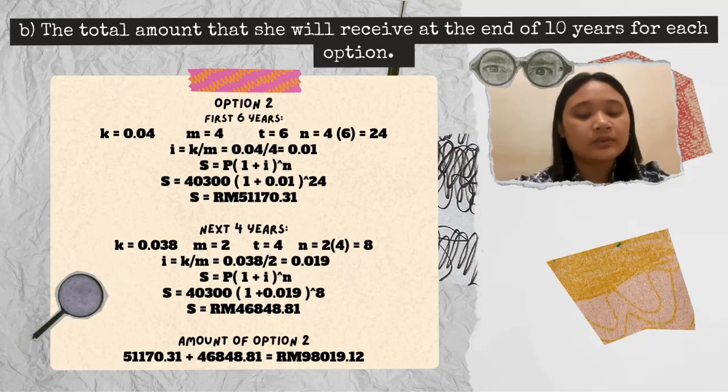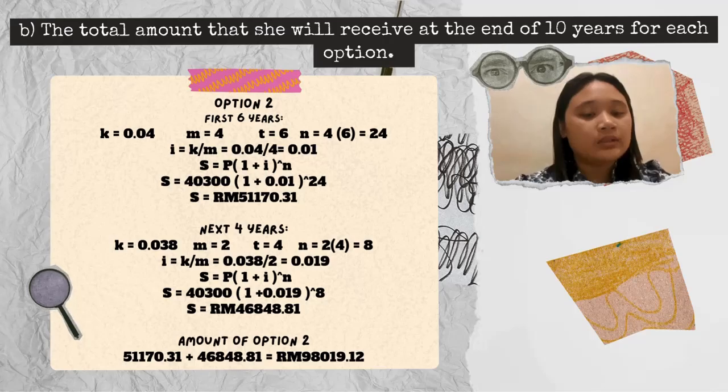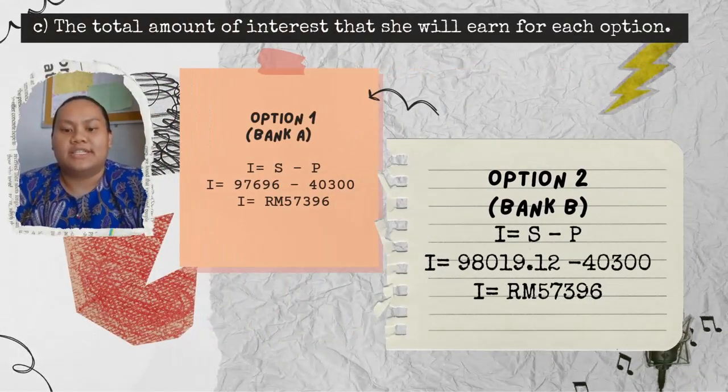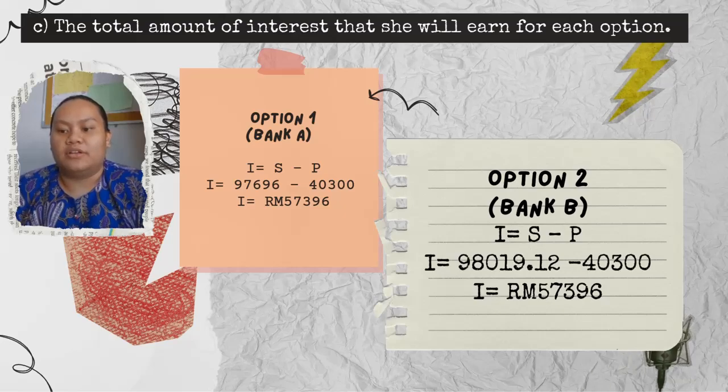The amount of option 2 is going to be 41,170.31 plus 46,848.81 equals 98,090.12. Question 1c. The total amount of interest that she will earn for each option.